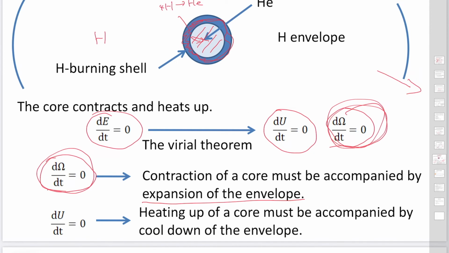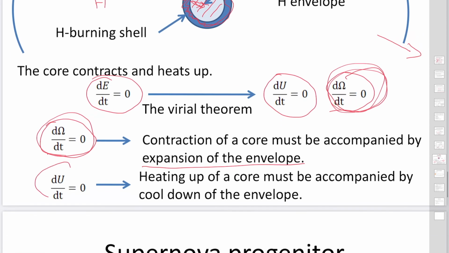And also the core is heating up, so the temperature is increasing. But also the internal energy has to be conserved. So heating up the core has to be accompanied by the cooling down of the envelope. The temperature of the envelope is decreasing. This means the color of the envelope is changing to red because of the decrease in temperature.